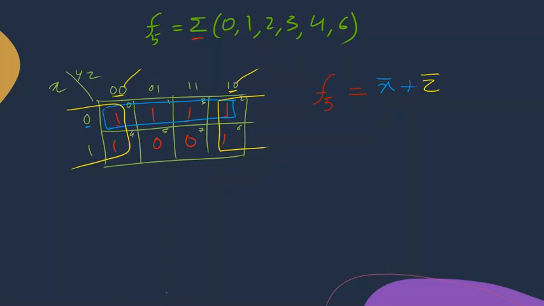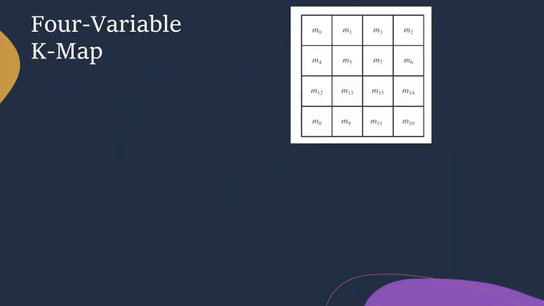Since we are solving through min terms, I have placed a plus sign between these two minimized terms. The blue box represents x bar and the yellow box represents z bar. So this is the minimized answer of f5, in SOP form, since we are solving it using min terms. This is a question we discussed for the three variable K-map. Now we can move on to the four variable K-map. Let's discuss the four variable K-map.